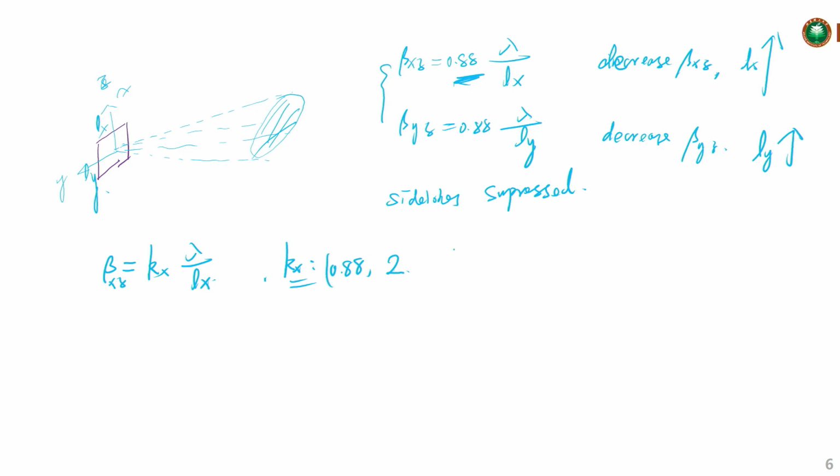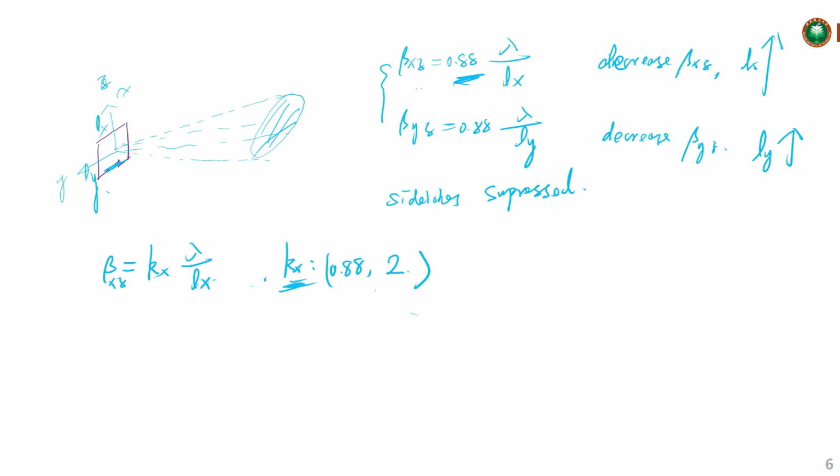So in this range, when we change the dimension of the rectangular aperture, we can change the beam width. The second thing is, if we change the constant kx, the kx relates to the shape of the aperture.